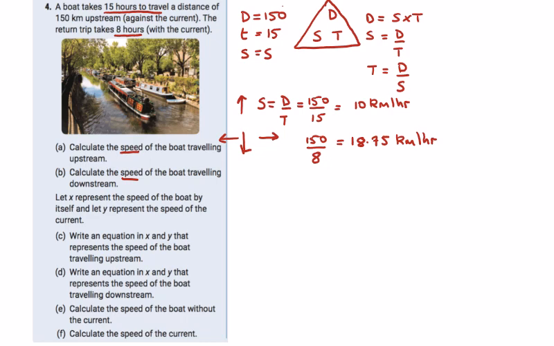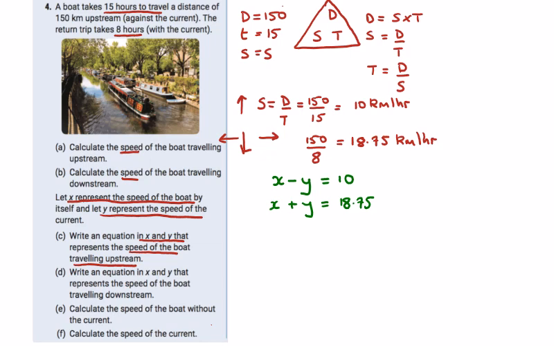Then we're asked to let X represent the speed of the boat by itself, and Y the speed of the current. We're asked to write an equation in X and Y that represents the speed of the boat traveling upstream. So the speed going upstream is slower, so it looks like we have X minus the current going upstream, as X is the speed of the boat. We have to take away the speed of the current, it's slowing it down. So X minus Y will be the upstream speed. And then we have the current bringing us in the other direction, so X plus Y will be my 18.75.